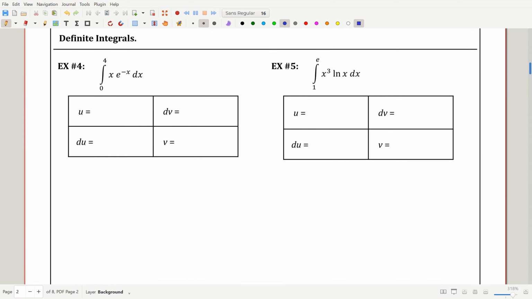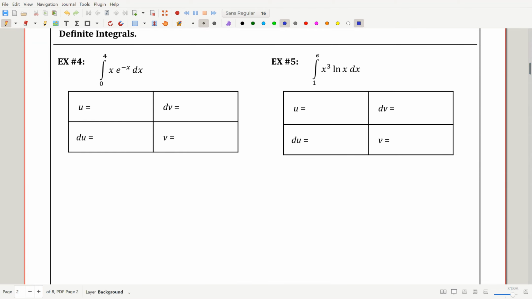Let's do it with some definite integrals. We just have to evaluate along the way. That uv is going to get evaluated from 0 to 4. Very similar, x e to the negative x. Algebraic versus exponential. You're going to pick the algebraic. This is almost exactly what we had earlier. u is x, du is dx, dv is e to the negative x dx. But in this case, v is going to be, when we integrate e to the negative x, negative e to the negative x. Cool.